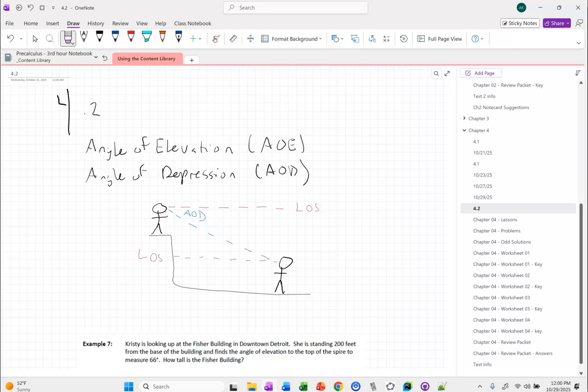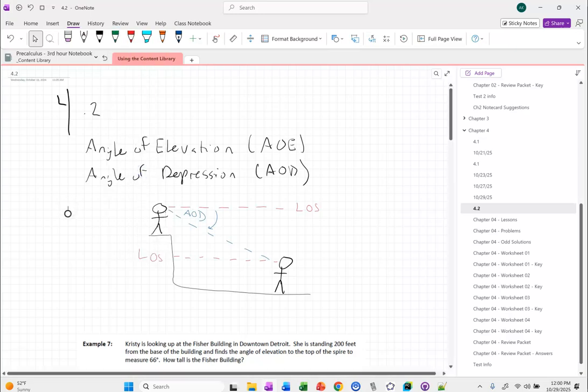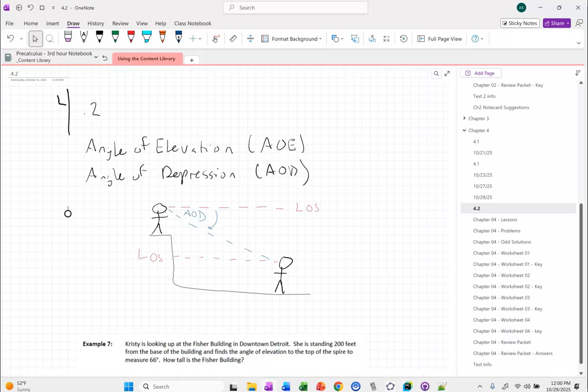And actually, I'm going to write it like that, just for extra clarity. Let's say now you're the person that's on the ground. If they want to look up at the person up high, they're going to tilt their head up.